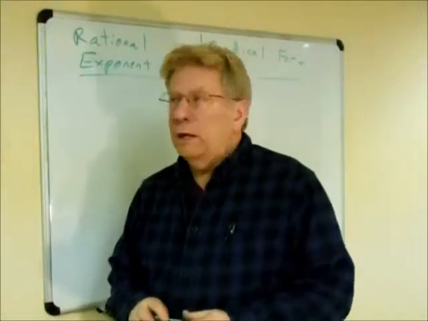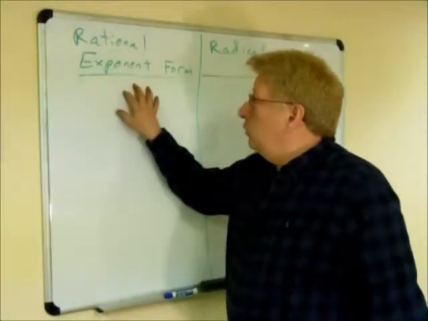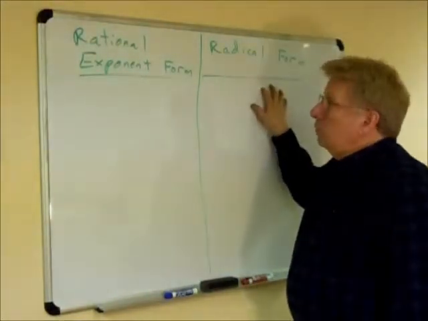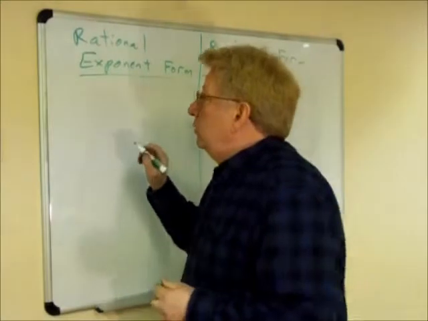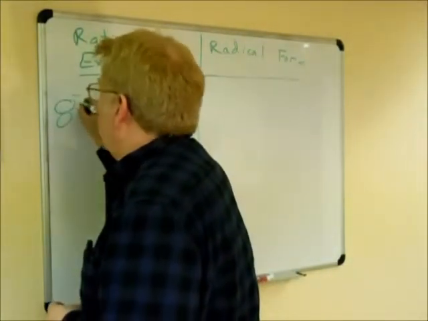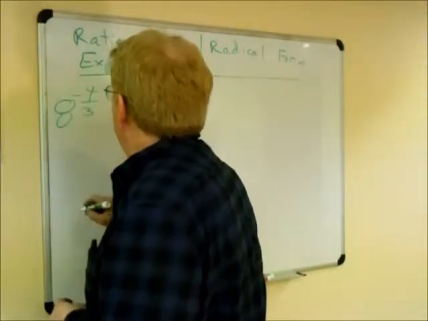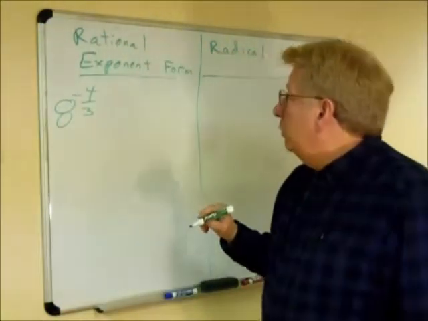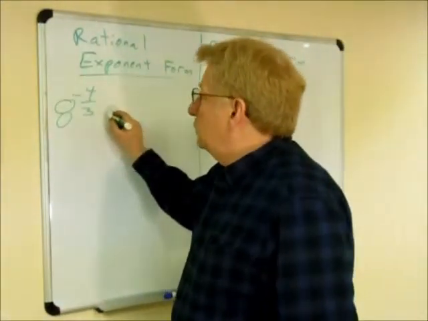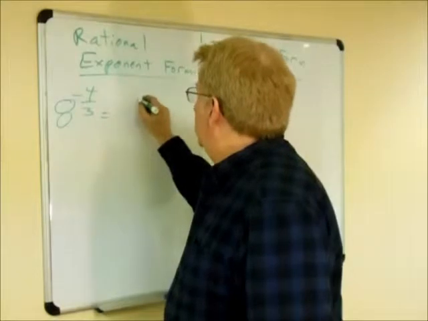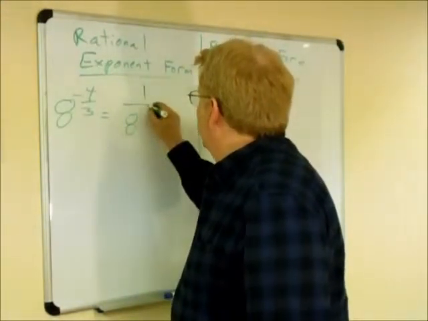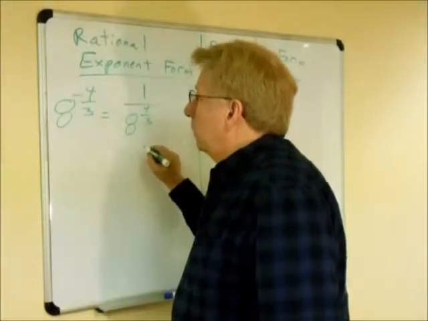Okay, let's look at the rational exponent form of an expression versus the radical form. As an example, we'll take 8 to the minus 4 thirds. Now if we were going to put this in the rational exponent form, we've got a negative exponent. So first thing I'll do is put 1 over 8 to the positive 4 thirds.